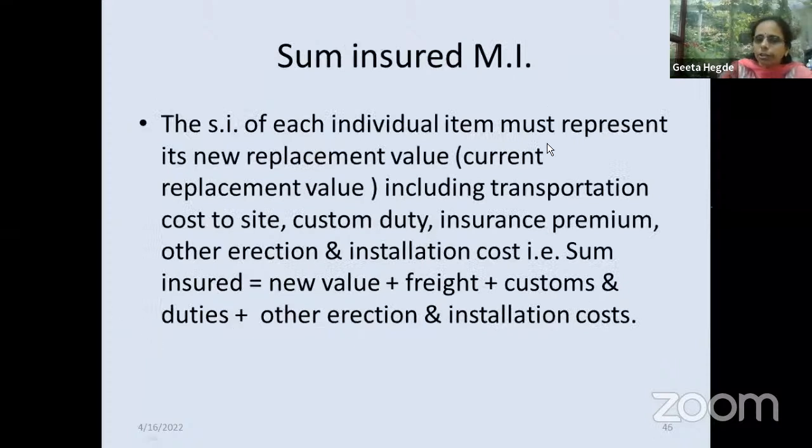Sum insured of each individual item must represent its new replacement value. Actually, in all engineering policies, you can say it is the new replacement value, never covered at market value. It should include freight, custom duty, erection and installation cost also of the machinery sum insured.